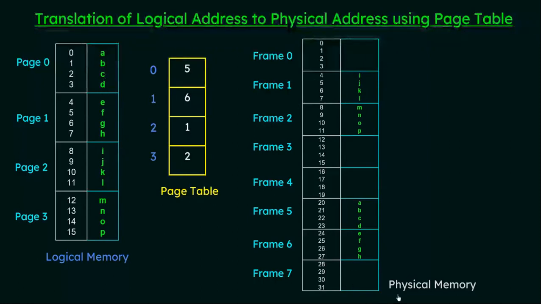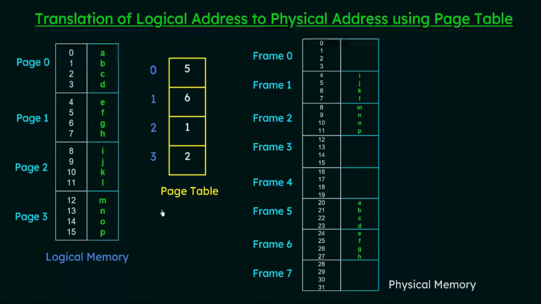What is the size of the physical memory that we are using here? Even in the physical memory, each frame will be 4 bytes, and we have a total of 8 frames. So what will be the total memory size of this physical memory? It will be 32 bytes, because frame size 4 multiplied by the number of frames, which is 8, gives 32 bytes. So keep this in mind.